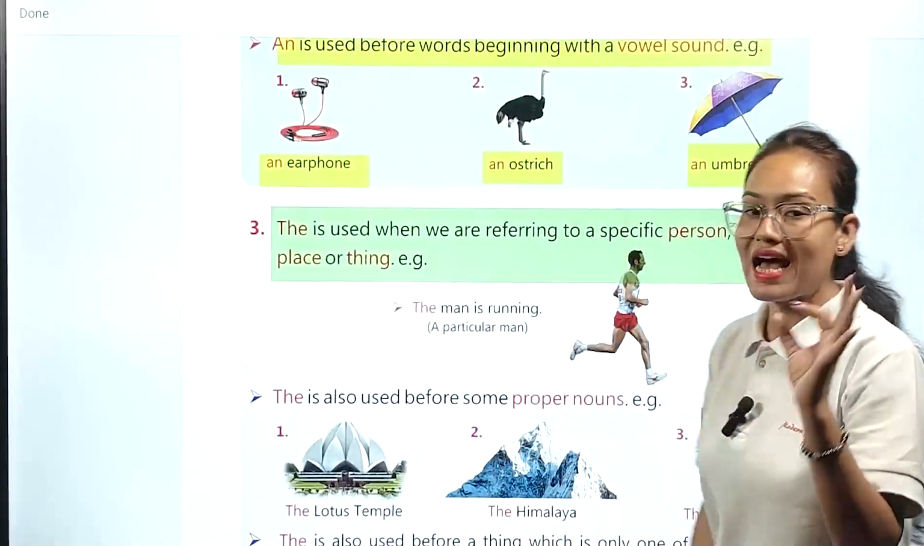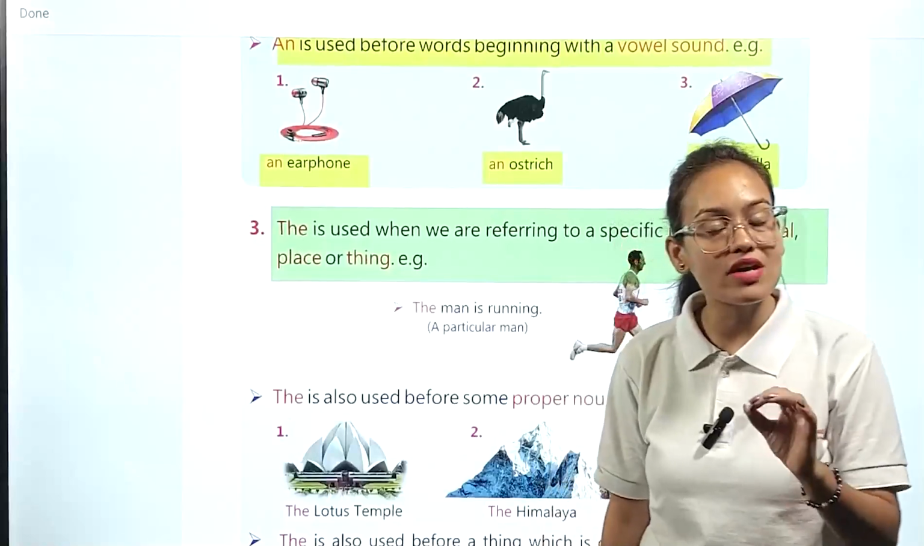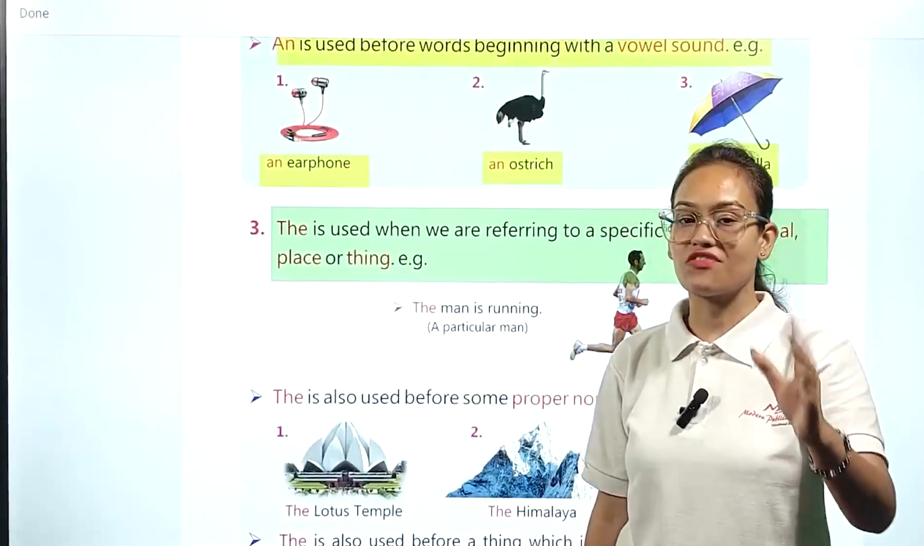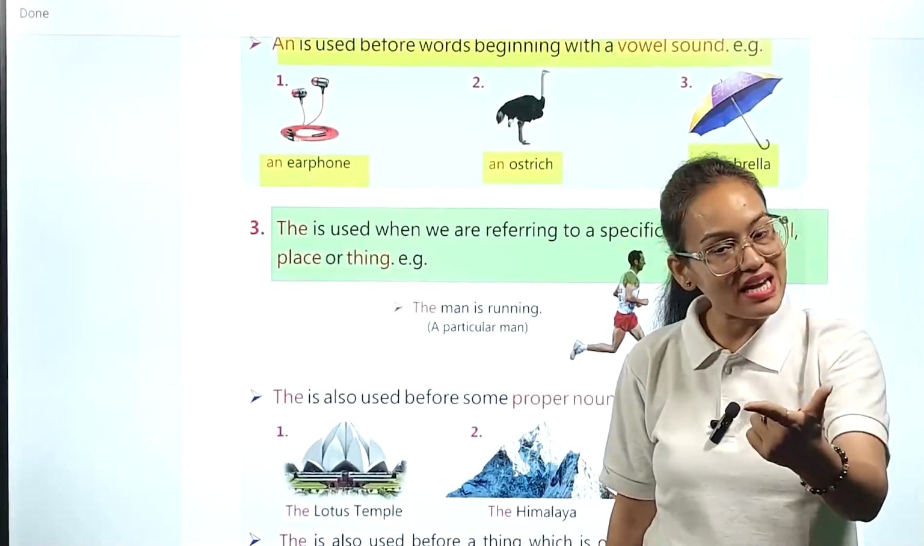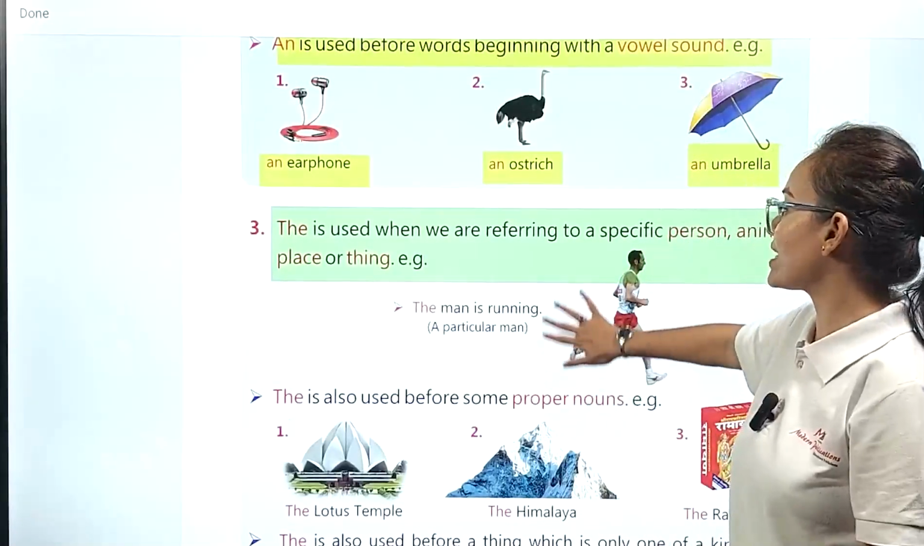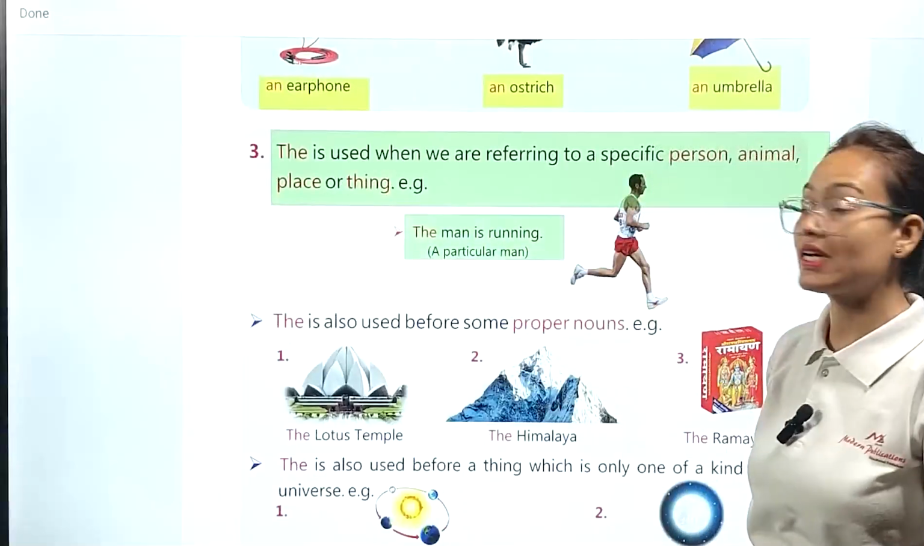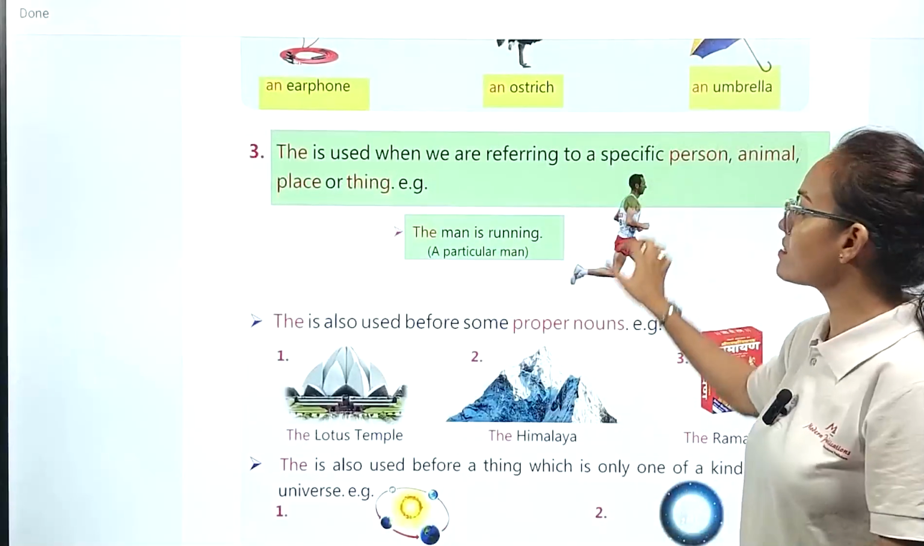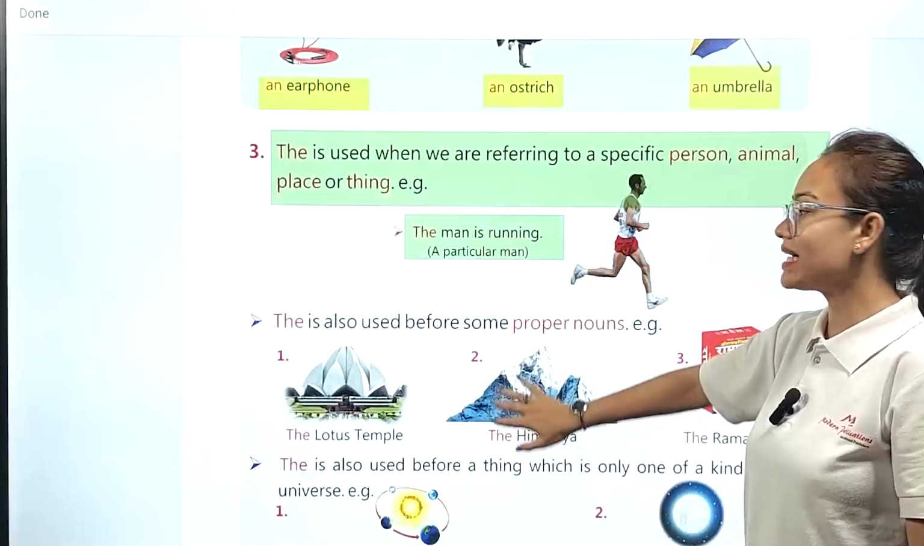Okay, now the is used when we are referring to a specific person, animal, place or thing. The article the is used whenever we are referring to something specific, maybe a person, maybe an animal, maybe a place, maybe a thing. Okay, example, you can see, the man is running, a particular man. Here we know this man is running, that's why here we use the article.